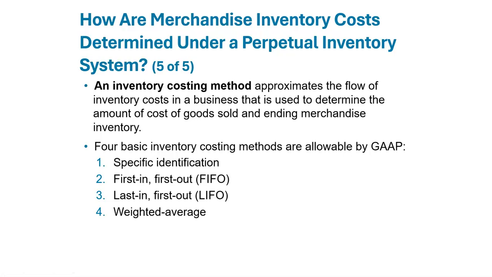Inventory costing method approximates the flow of inventory costs in a business that is used to determine the amount of the cost of the goods sold and ending inventory. The 4 basic inventory costing methods allowable by GAAP, generally accepted accounting principles, are specific identification, which we won't be covering too much, but this would be like an automobile, which has a VIN number, which identifies that particular item for inventory. Calculations we'll be going over are first in, first out, last in, first out, and weighted average.